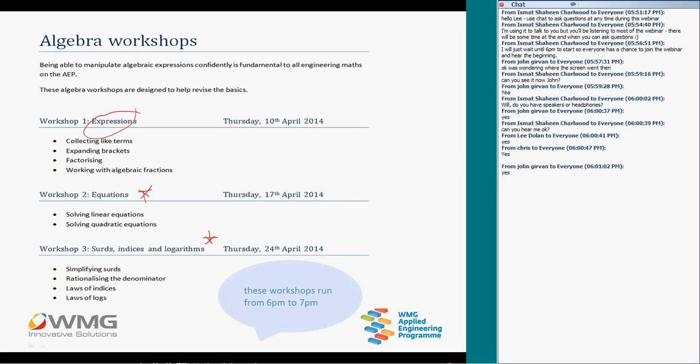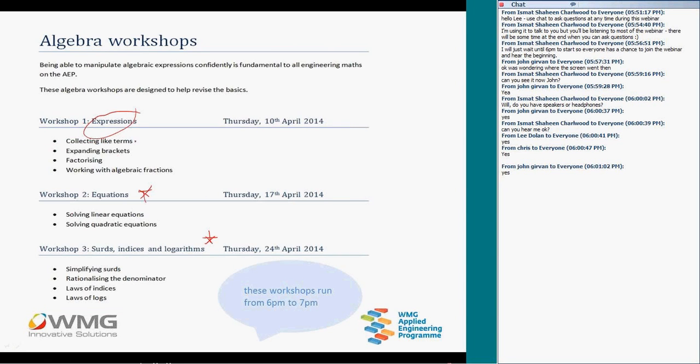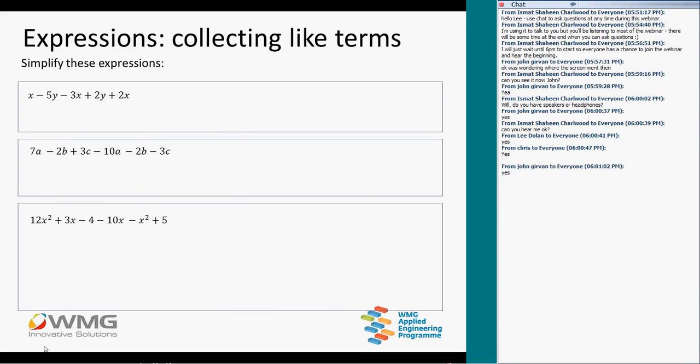Okay. I'm sorry, let me just go back to that page one second. Today I'm going to look at collecting like terms, expanding brackets, factorising, and algebraic fractions. So, simple starts to algebra. Terms.